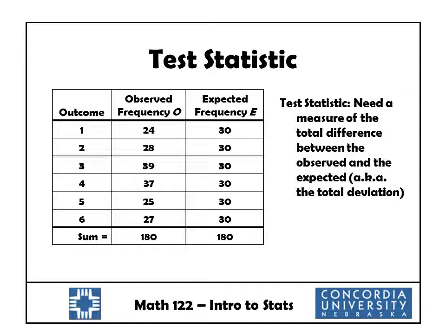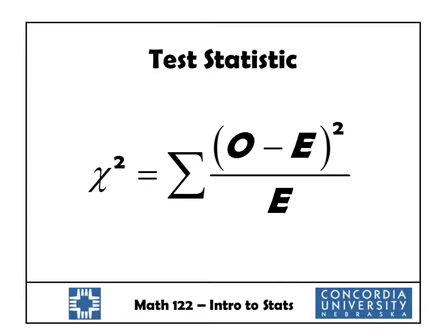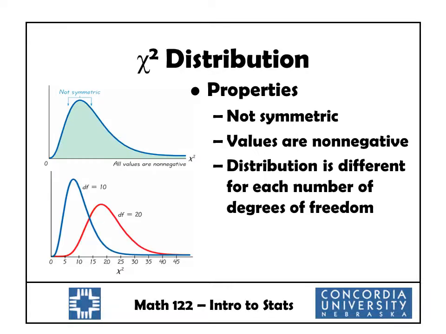So in our test statistic we need a measure of the total difference between the observed frequencies and the expected frequencies. And that total difference is what we call the total deviation. Okay. And here's our formula. The test statistic is a chi-squared value. It's not a z-score, it's not a t-score, it comes from a completely different type of distribution, chi-squared. And it's calculated by taking each observed value minus the corresponding expected value, square it, divide it by the corresponding expected value, and then we add it up. It looks kind of complicated, but if we organize things, it's not too bad.